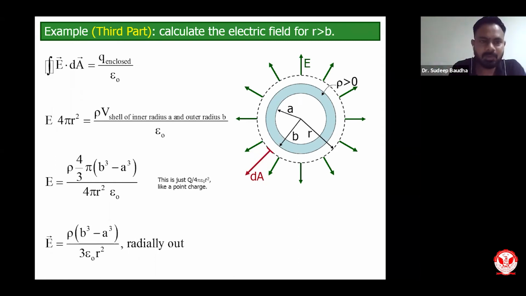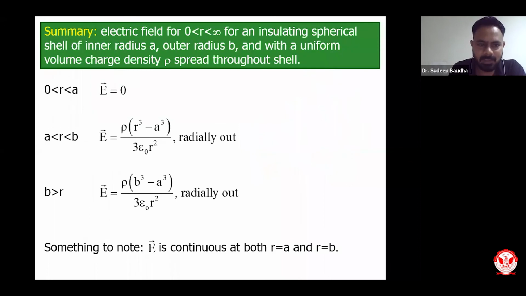Now I can write it in this particular fashion. And now you know the amount of electric field inside that sphere, at a region on the sphere, and at a region which is greater than B. So we know inside, on and outside of the sphere what will be the amount of electric field.